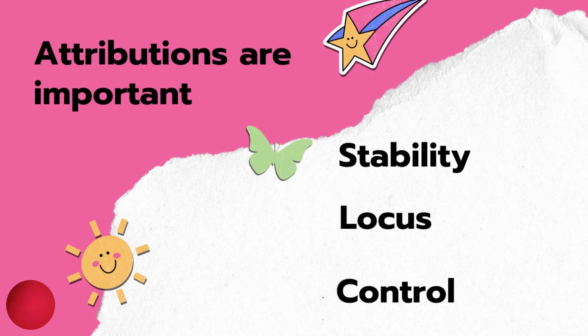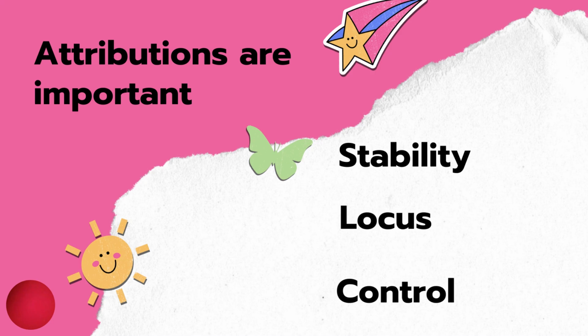So if a student attributes failure to ability, I'm just not good at math, then they're going to believe that they will fail in the future. But if a student attributes failure to effort, I didn't study hard for this math test, then they can change that to have a better outcome in the future. And that's what we want. So we want that unstable attribution.